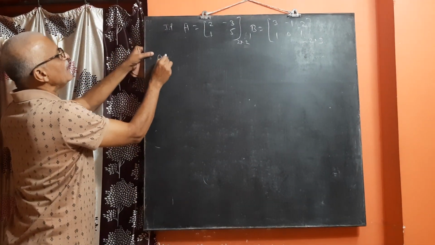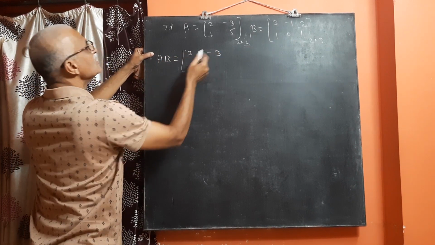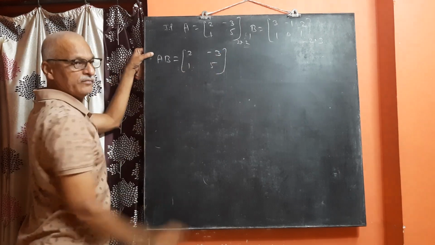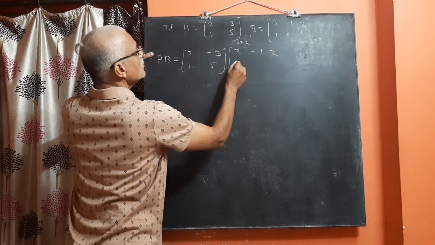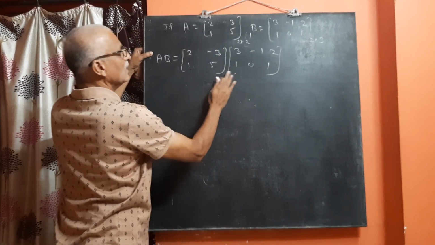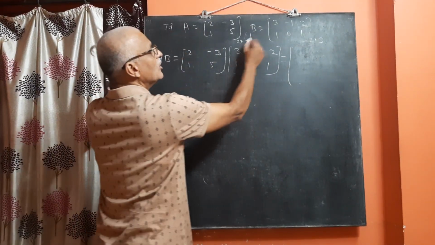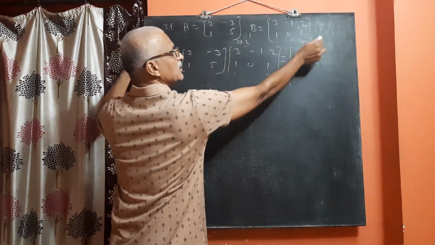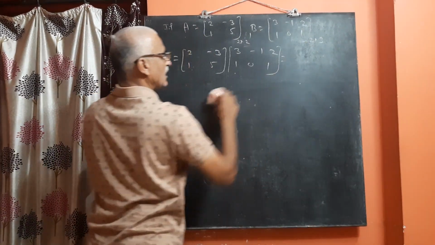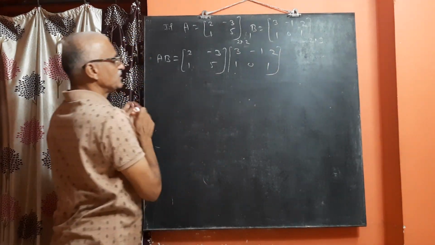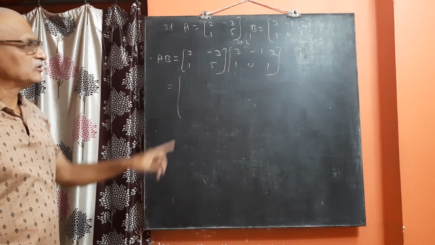So A into B is equal to [2 -3; 1 5] into B. B is [3 -1 2; 1 0 1]. The 2 and 2 have cancelled out. What is remaining? 2 by 3. That means the resultant matrix is 2 by 3. Rather than here, I write the multiplication here, so that more space will make it easier for you to understand.